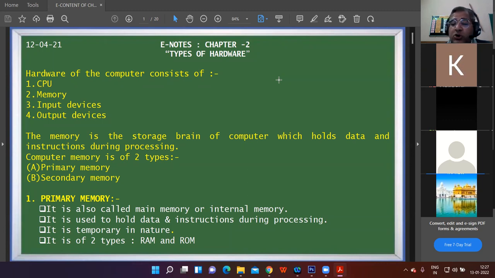Primary memory is also known as main memory or internal memory. As we are doing the work, we are in the main memory. Hum jab kaam kar rahe hain, hum main memory mein hain. Main memory is temporary in nature. It is volatile in nature. As the power goes, the data will get erased. The data will get lost. That is why it is always recommended to save your data. Primary memory is of two types, RAM and ROM. RAM stands for random access memory. ROM stands for read only memory.